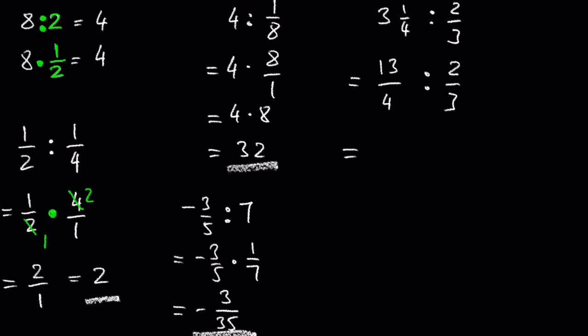Keep the first fraction the same. Change the division sign to a multiplication sign. And flip the second fraction's numerator and denominator. Multiply straight across the numerator and the denominator. 13 times 3 is 39, and 4 times 2 is 8.